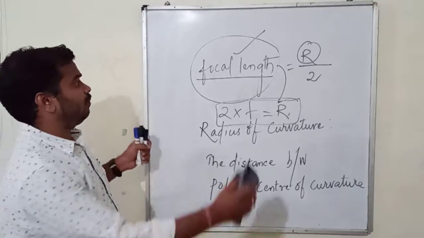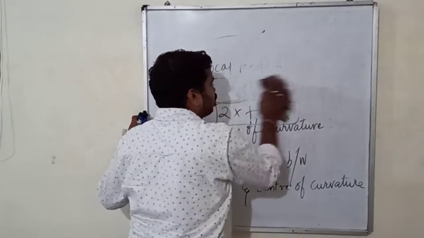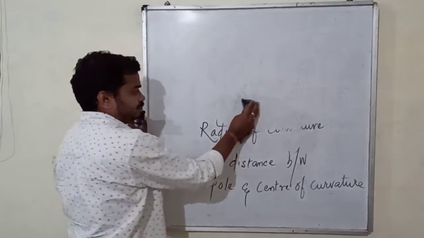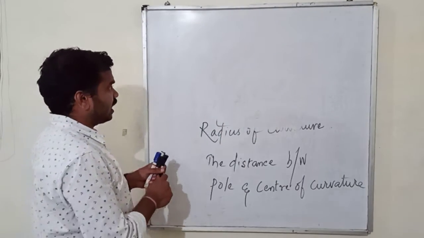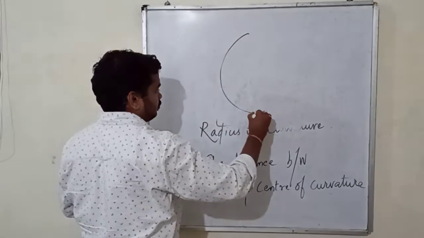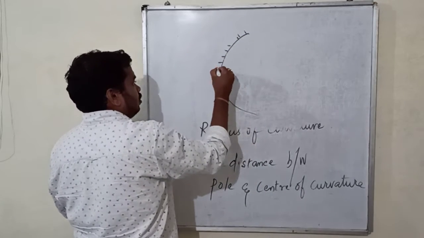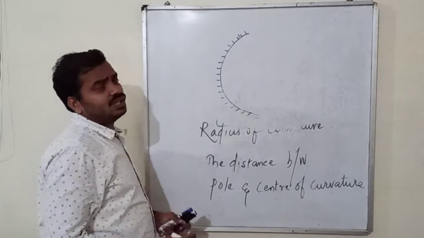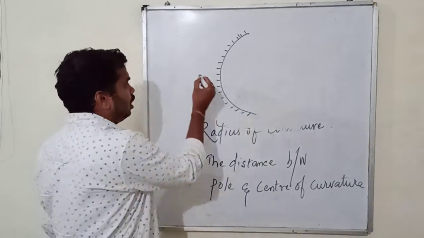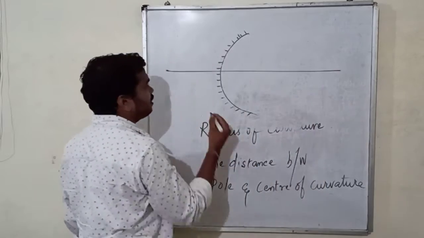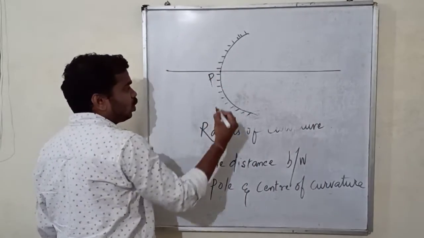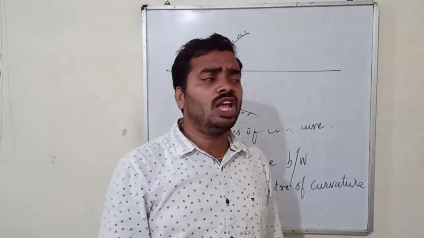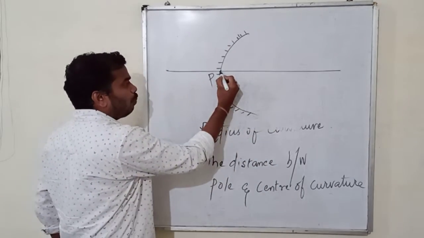Now let me show you through a diagram, then you will get clarity. This is a concave mirror. Now I am going to draw a principal axis. I already told you the principal axis is nothing but a normal which is passing through the pole.